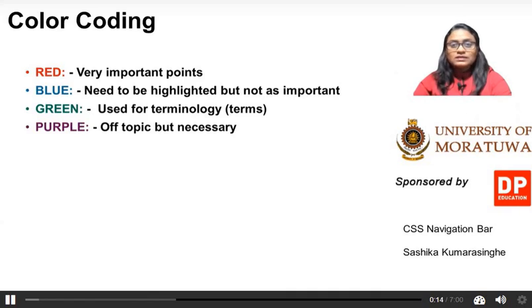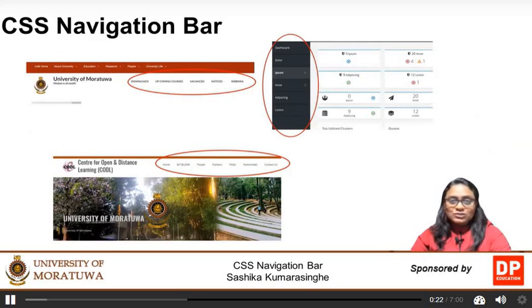Before moving forward, let's take a moment to get familiar with the standard color coding scheme we have been using throughout the course. What is a navigation bar? Navigation bar is used to help the visitor to access different sections in the web page. As you can see in the figures, normally the navigation bar is displayed on top of the page or left side of the web page. But that might differ according to the design of the web page.